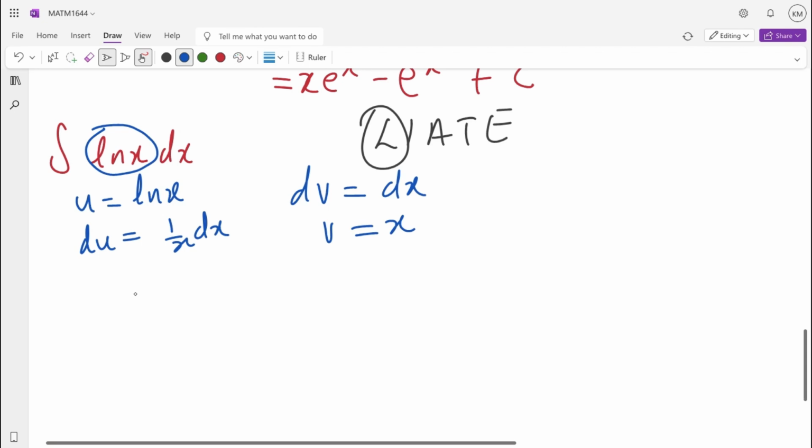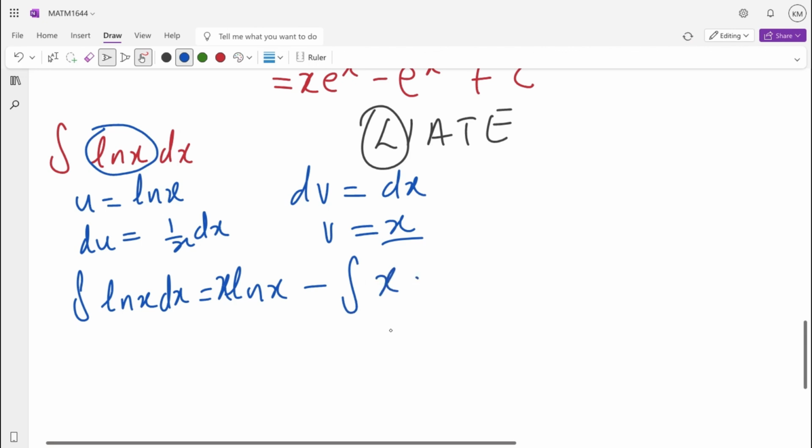Since we know the formula says uv minus integral of v du, it implies that the integral of ln x dx equals u, which is ln x, times v. So I can put the x at the front like that, since v is x. This is my uv, then minus integral of v. V is x. Then v du, where I know my du is 1 all over x dx, so times 1 all over x dx.